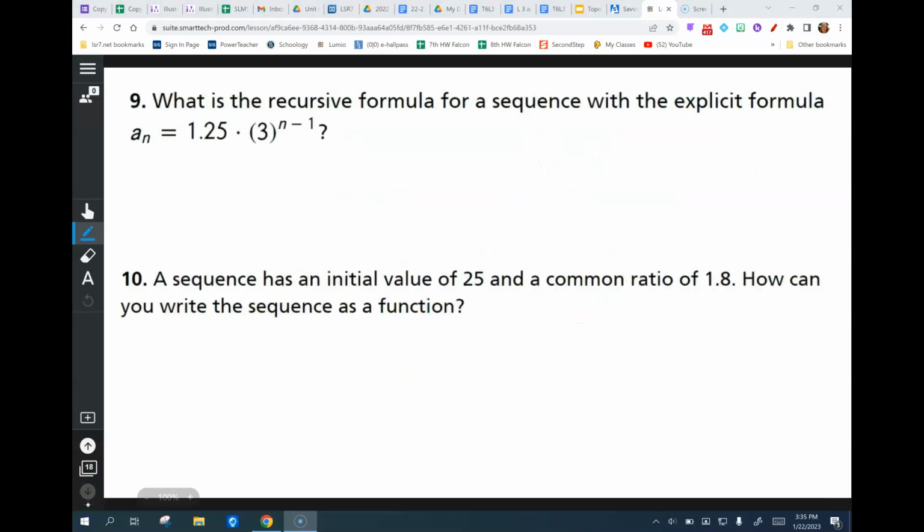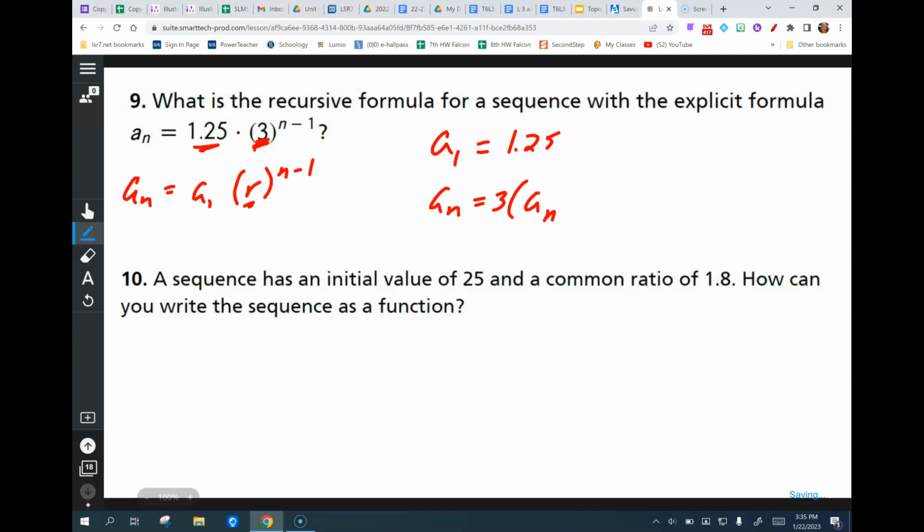What is a recursive formula for a sequence with an explicit formula? Ooh, so here's my explicit formula. Let's write down the explicit formula: a sub n is equal to a sub 1 times the ratio to the n minus 1. Well, hello, there's my ratio. There's my a sub 1. So recursive is a sub 1 equals whatever a sub 1 is. And a sub n is equal to the ratio times a sub n minus 1, the previous term.